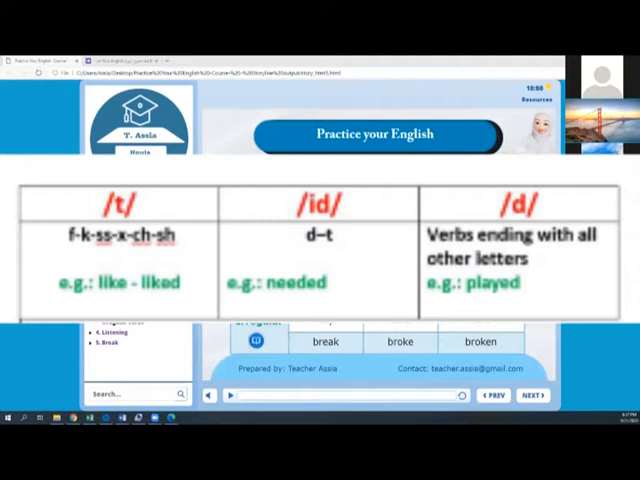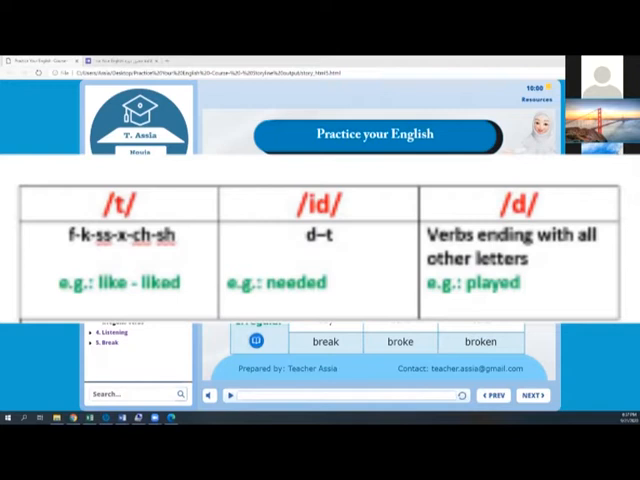Look at the verb need. Pronounce it. Say it. Need. If I add ed, I pronounce it needed. I don't say needed with a t. No. Needed. Ed at the end. Look here, id or ed. At the end, you have the sound ed.